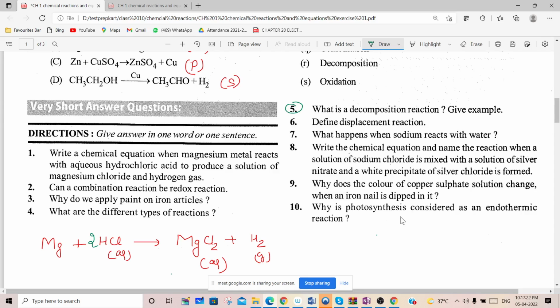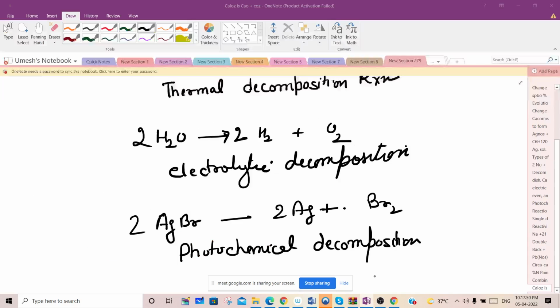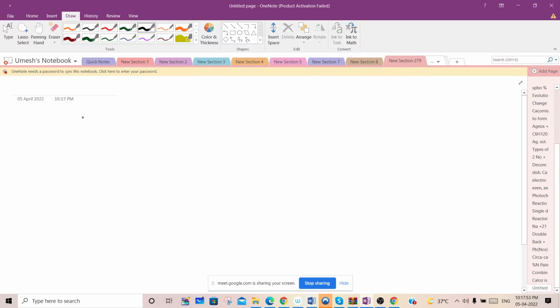Now the 7th question. What happens when sodium reacts with water? It will displace the hydrogen because sodium is more reactive than water. So what you have to do in this answer is you have to write a chemical equation first.